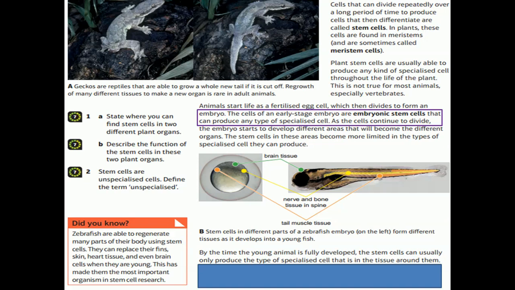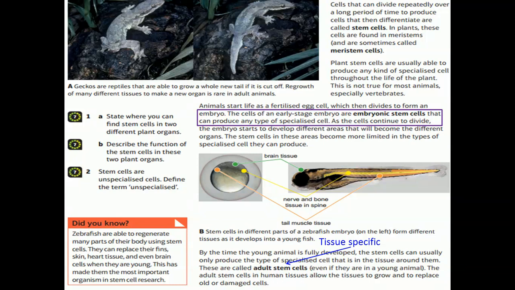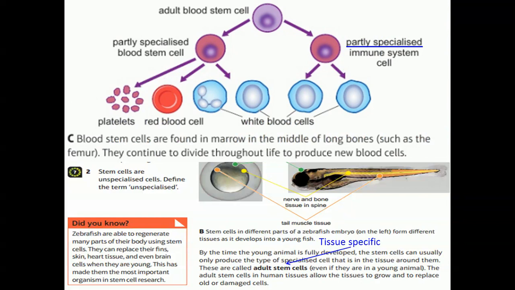And then the third type of stem cells you need to know are tissue-specific adult stem cells. These are stem cells where, as a young animal develops, they are located in specific tissues that are already specialized. So these tissue-specific adult stem cells are partially specialized. For instance, they can be found in the bone marrow, and when they become more specialized by differentiation, they could only turn into blood cells. They cannot turn into any other type of cell because they are already partially specialized.